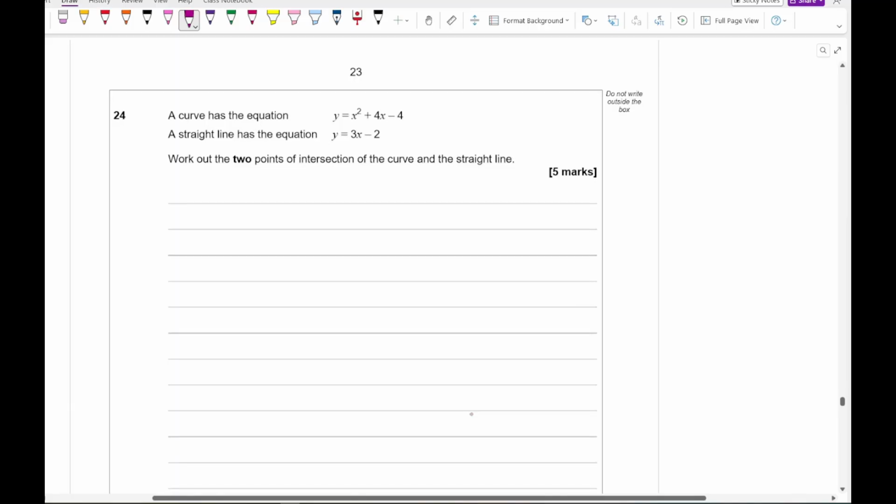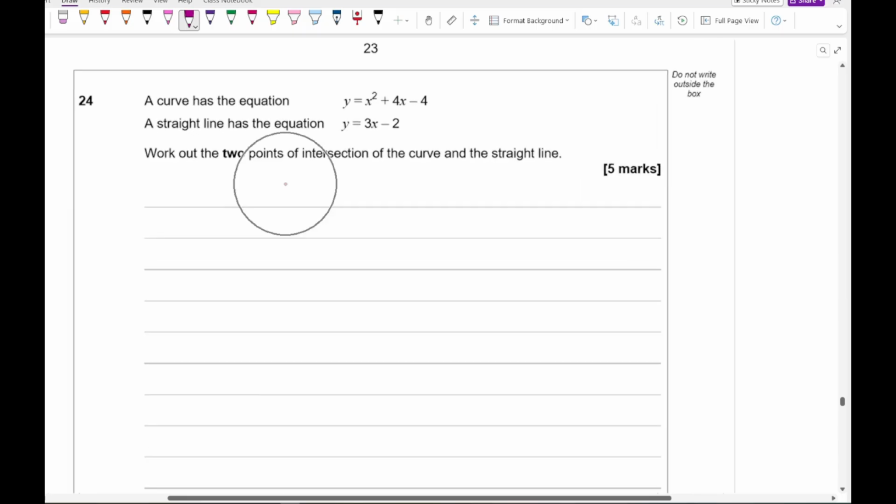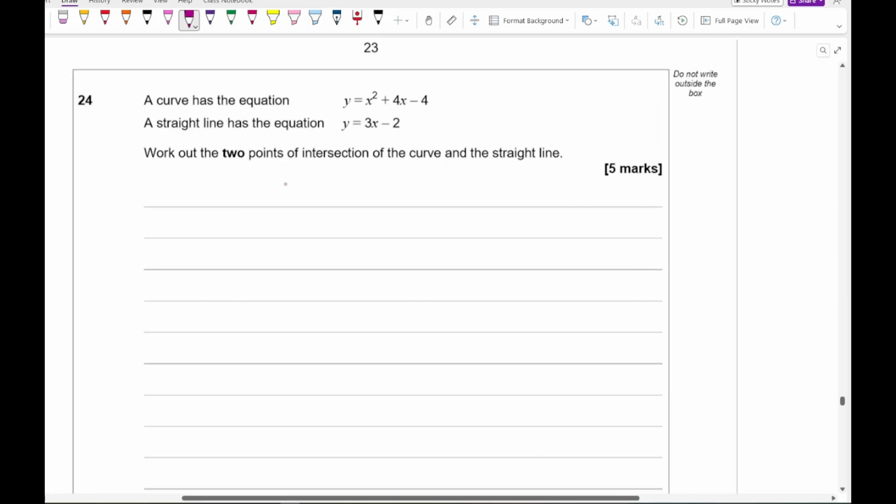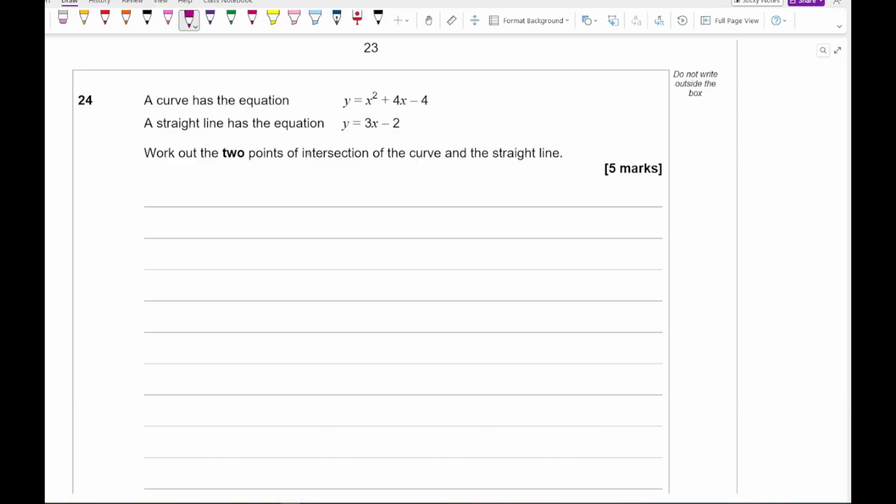Moving on to question 24, which is our last question. It says the curve has the equation y equals x squared plus 4x minus 4, and a straight line has the equation y equals 3x minus 2, and the question is asking us to work out the 2 points of intersection of the curve and the line. Now whenever you see the word intersection, you want to think simultaneous equations. So what we need to do is substitute one equation into the other. Now because they both equal y, I can make the two equations equal to each other.